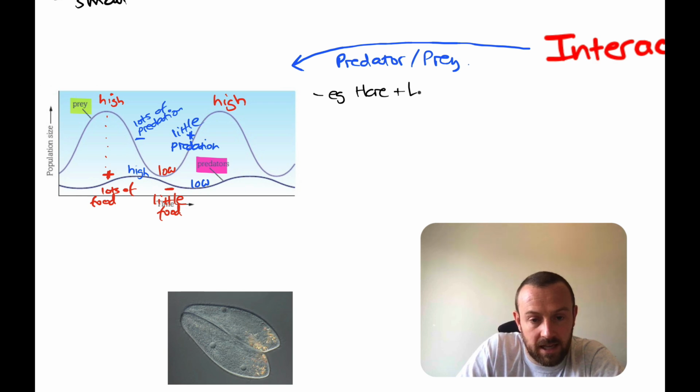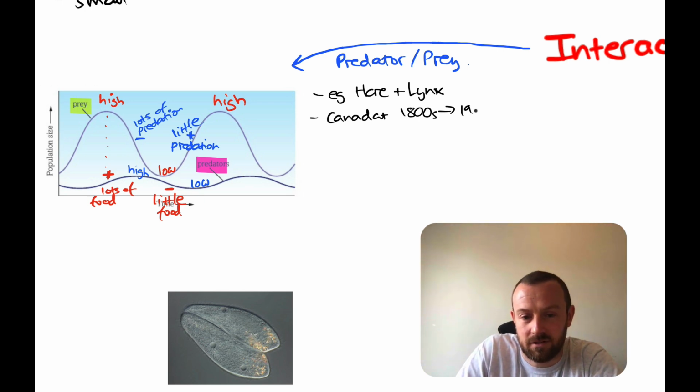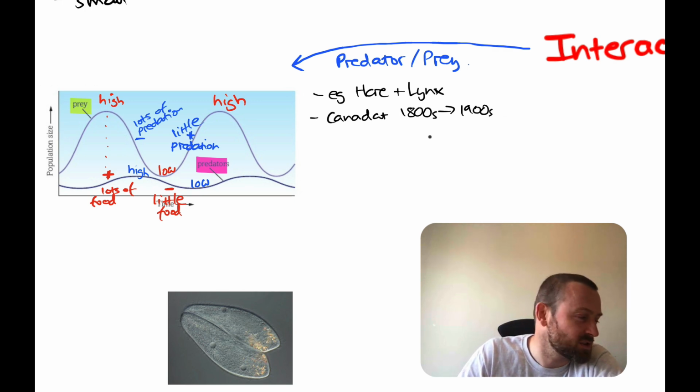Hare plus lynx. Okay, hare is basically like a rabbit and lynx is a cat. E.g. hare and lynx. And then let's just actually make a note of the actual original stuff. Canada, 1800s, to sort of 1900s, like 1850 to 1950 or something around that.